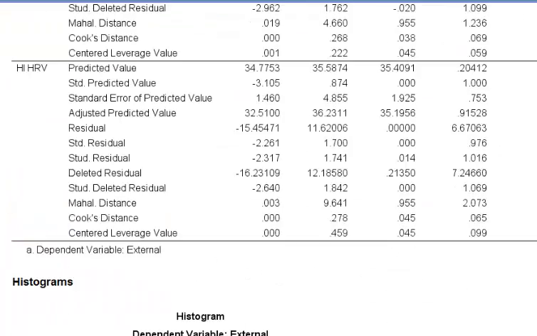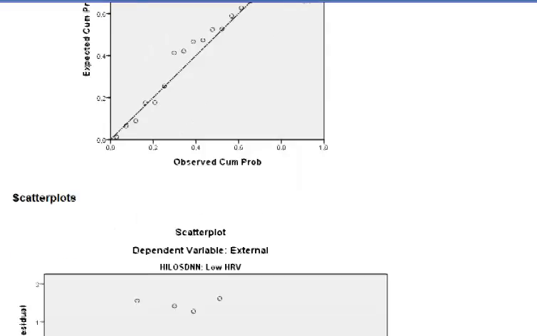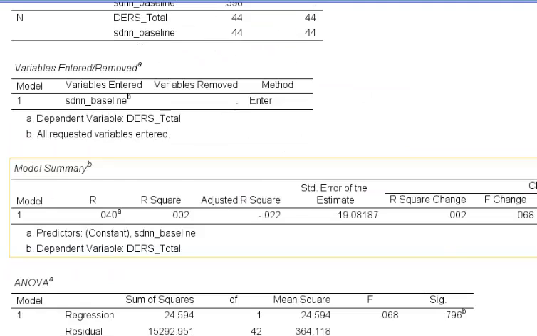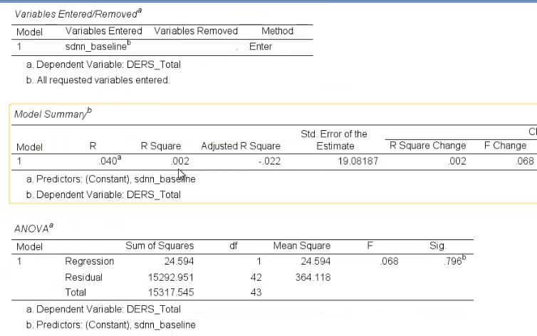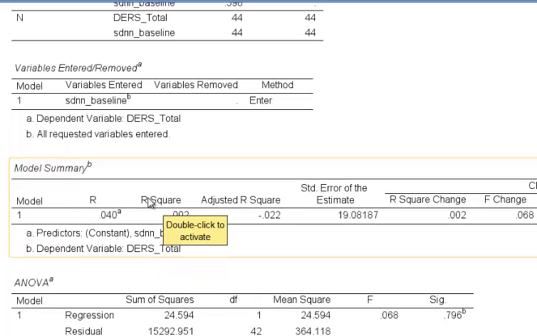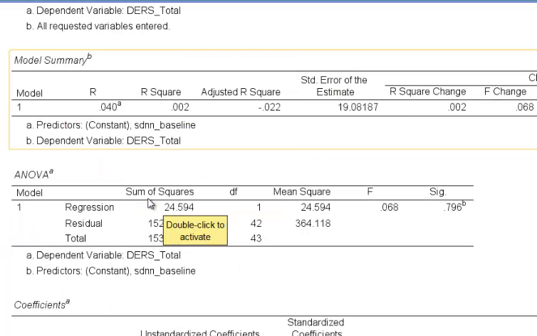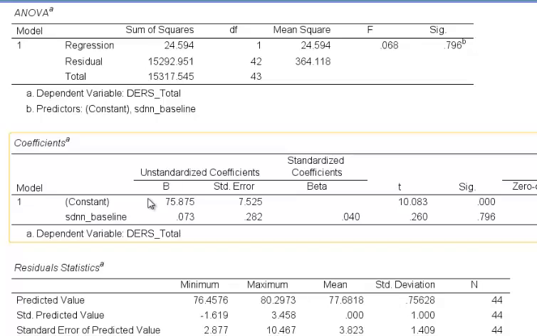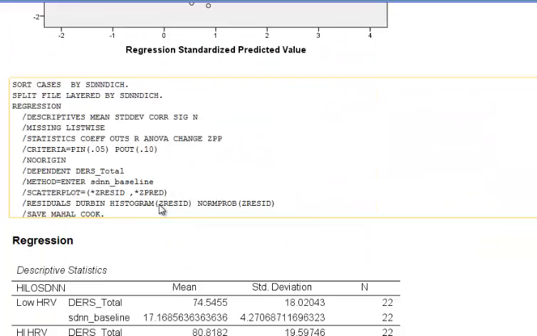Continuing, don't care about residuals. Don't care. And see, there's an R squared. DERS, okay. So what is this? The DERS, emotional regulation. I don't think we saw any significance between emotional regulation and DERS. There was no significance between emotional regulation and HRV, and all these things.